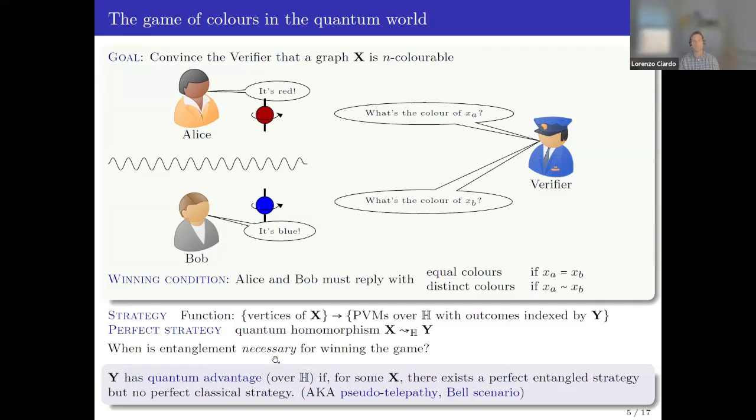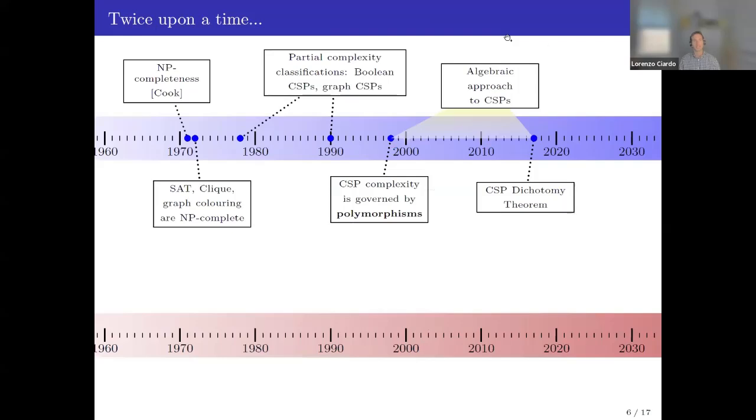So the measurements are over H, but there is no perfect classical strategy. This is also known as pseudo-telepathy or Bell scenario, and it gives a proof, at least in an abstract way, of the non-compatibility between quantum and classical physics. Okay, so let's go back to the story and let's start another story.